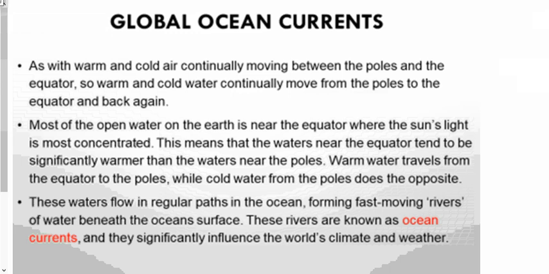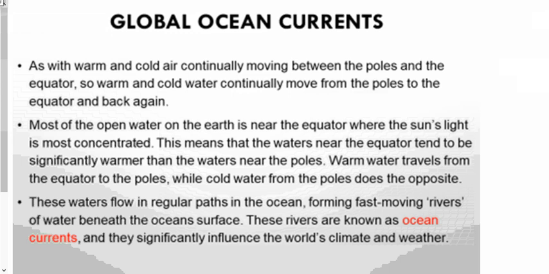Most of the water that we're going to find on the Earth is near the equator, at the oceans. And that's where the sun's light is the most concentrated. That means that the water near the equator is going to be a lot warmer than the water at the poles. And because the water, just like with air, will move from warm to cold, that will actually transport heat around the planet.